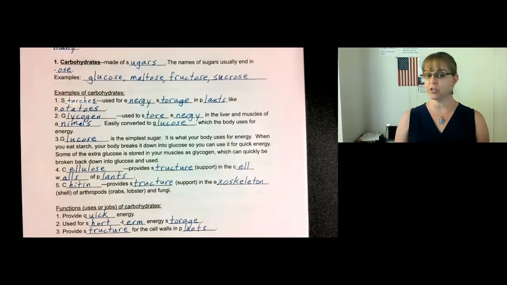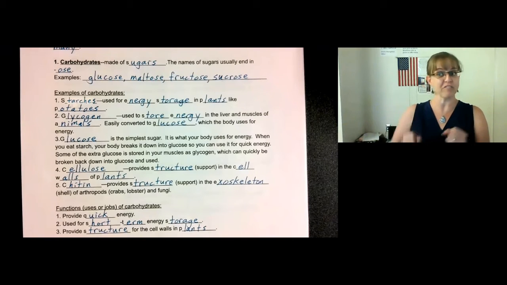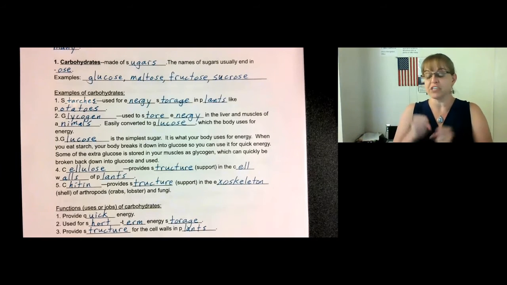Now, there are also 2 other forms of carbohydrates used in plants and animals, and those are cellulose and chitin. Cellulose is found in the cell walls of plants, and it provides structure or support. For example, if you build a structure, you build a building, you have to build some support for that building, some columns, otherwise it will collapse. So cellulose acts as the structure and the support when cells build their cell walls in plants.